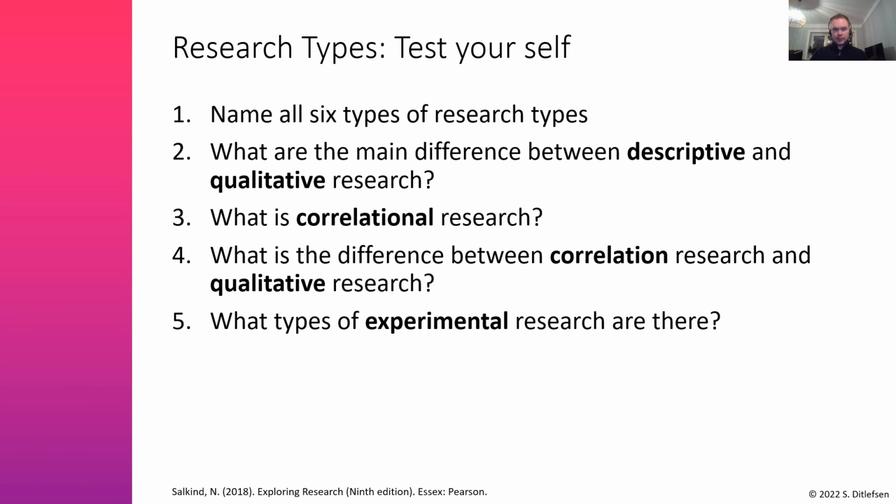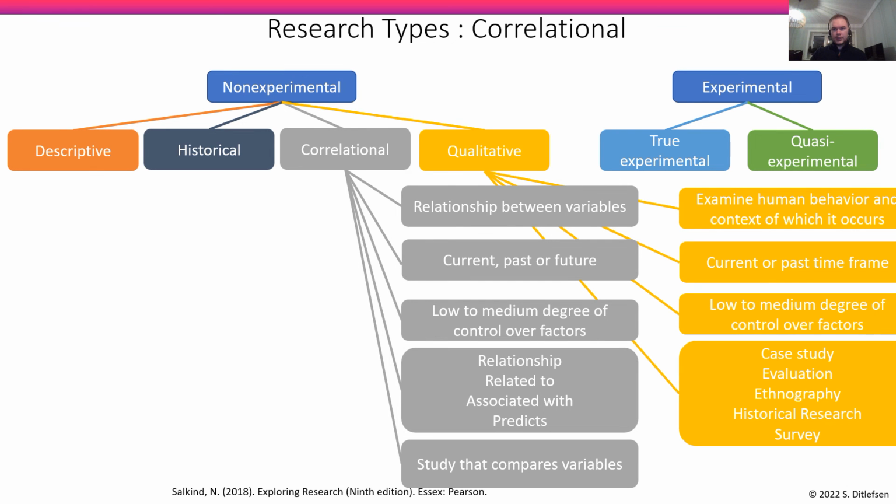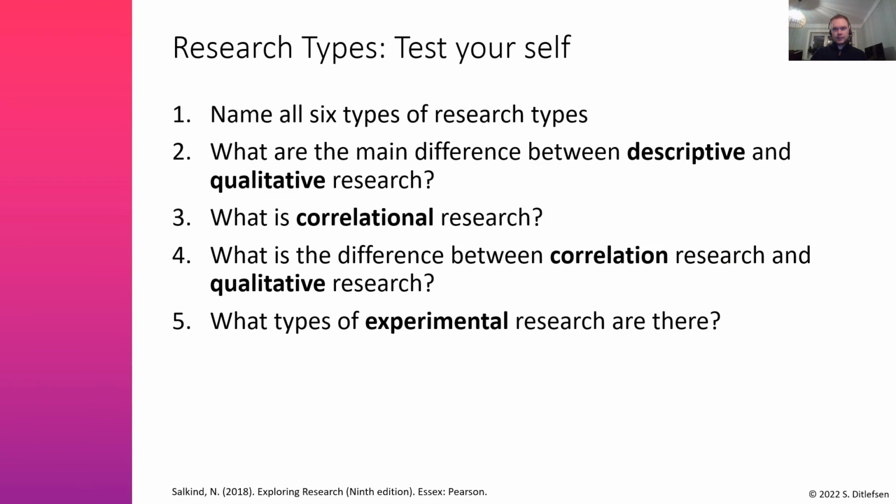What types of experimental research are there? There are two types: true experimental and quasi-experimental.